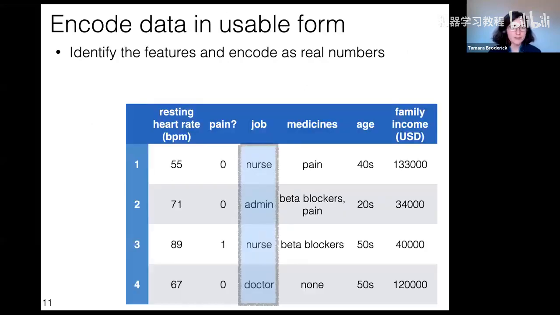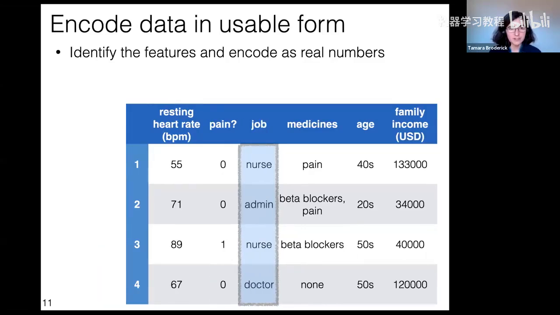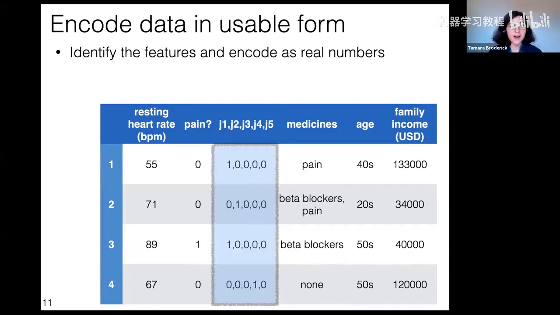Okay, so now what we can do is we can take our jobs. Remember, there were 5 of them. And so what we're going to do is we're going to replace that original set of job labels that were all strings with 5 new features. Maybe we can call them jobs 1 through jobs 5 or J1 through J5. And we're going to put our 0s and 1s in there. Okay. So now we have this nice breakdown for jobs.